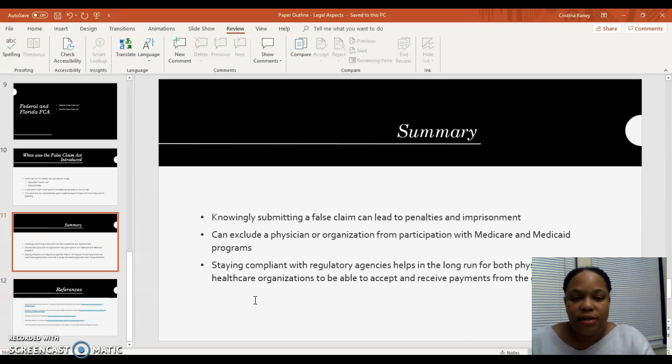This is the summary. So knowingly submitting a false claim can lead to penalties and even imprisonment. It can exclude a physician or organization from participating with Medicare and Medicaid programs. Staying compliant with regulatory agencies helps in the long run for both physicians and healthcare to be able to accept and receive payments from the government.